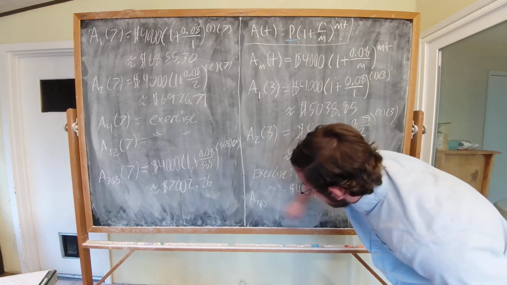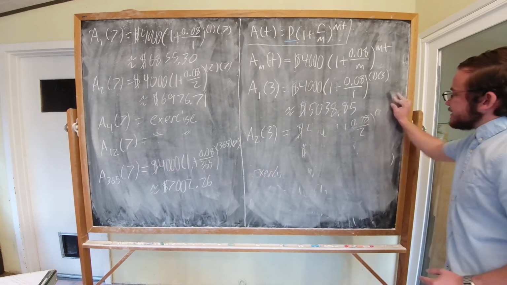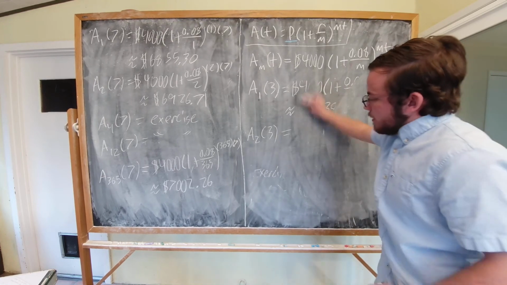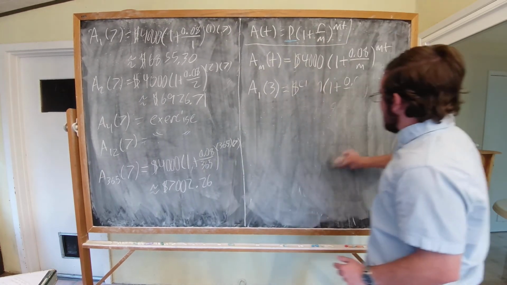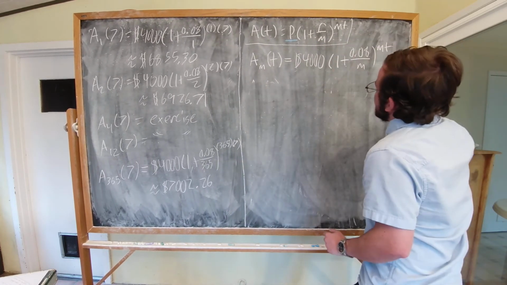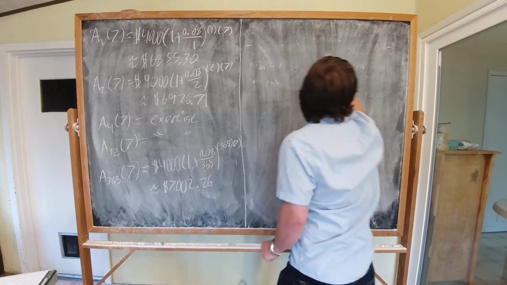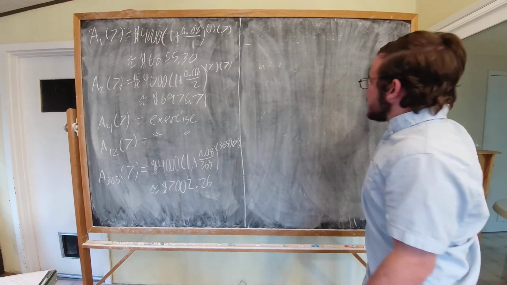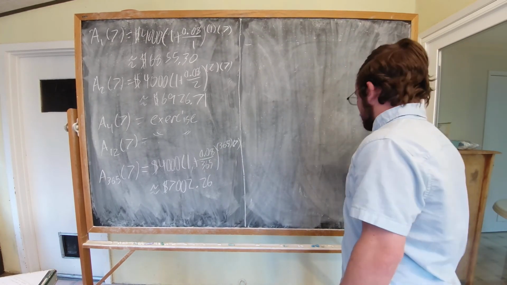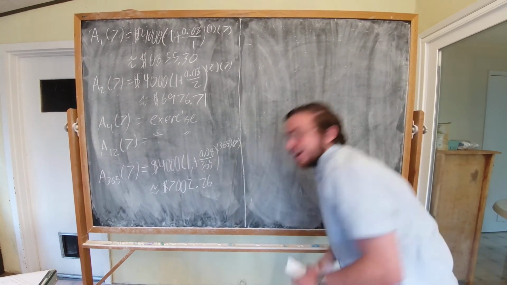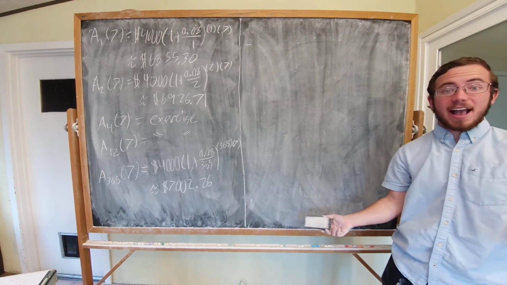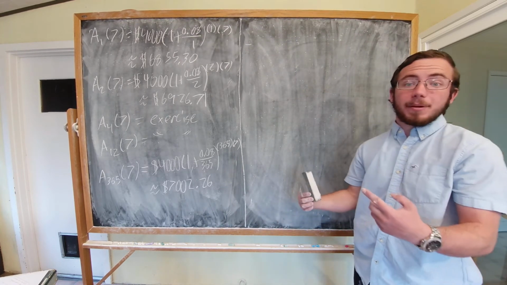What happens if instead of compounding a fixed number of times, I start compounding faster and faster and faster? Basically, what would happen if m gets really, really large? In other words, what happens if we take the limit as m goes to infinity of our compound interest formula?